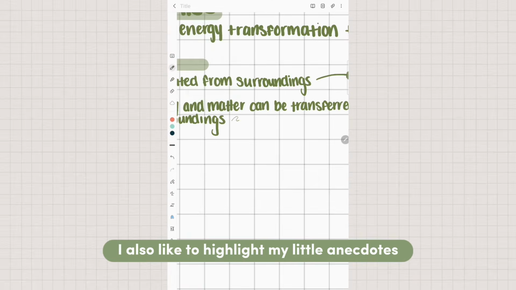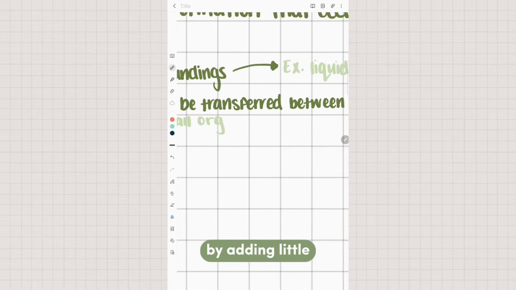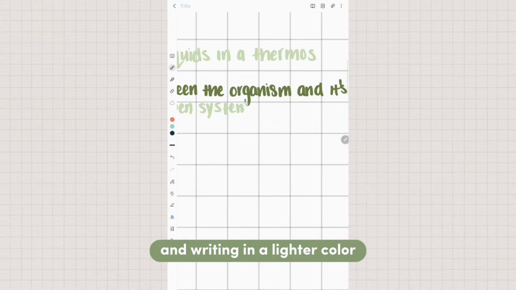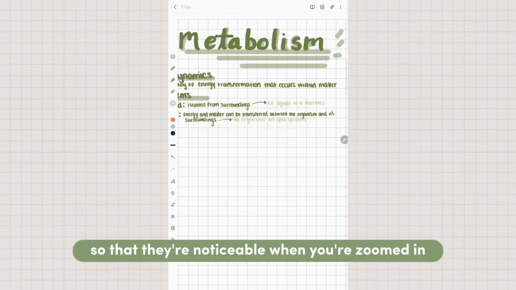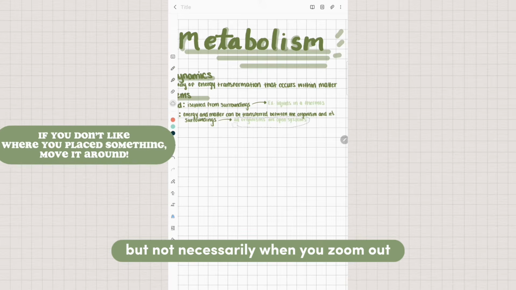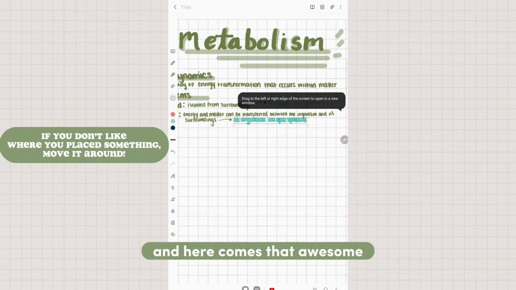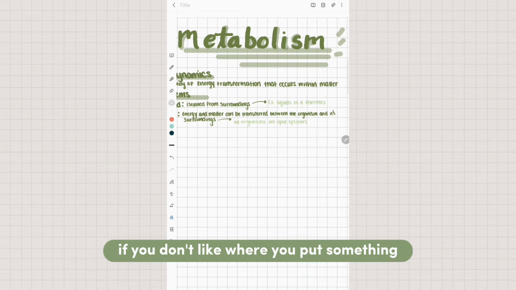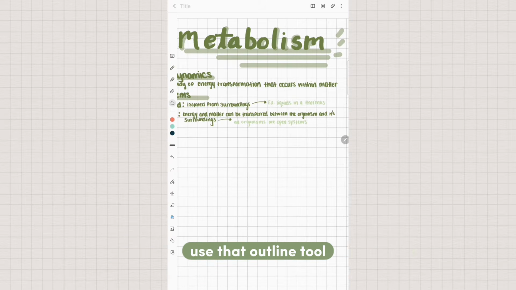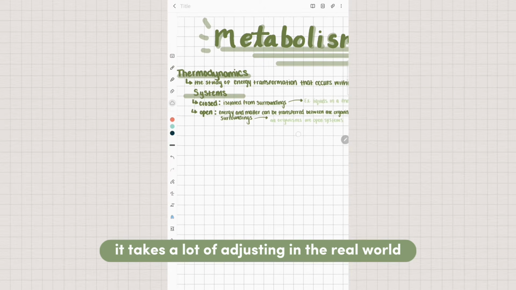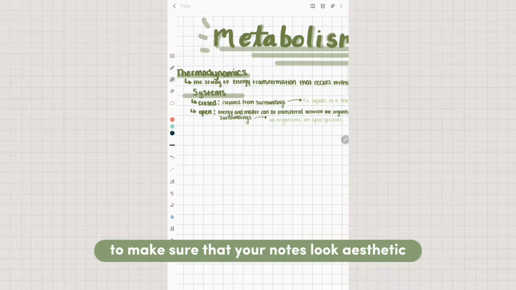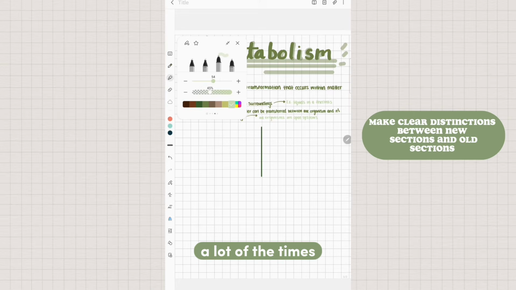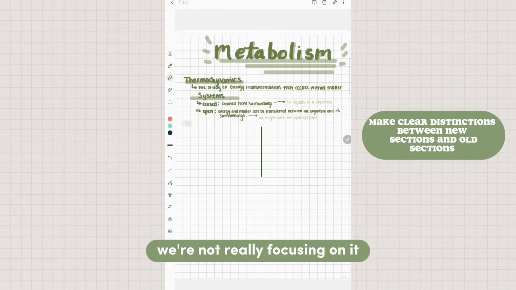I also like to highlight my little anecdotes by adding little tiny arrows and writing in a lighter color so that they're noticeable when you zoom in, but not necessarily when you zoom out. And here comes that awesome tip that I showed you guys earlier. If you don't like where you put something, use that outline tool and just move it around. It takes a lot of adjusting in the real world to make sure that your notes look aesthetic. I mean, a lot of the times we're just writing notes, we're not really focusing on it.